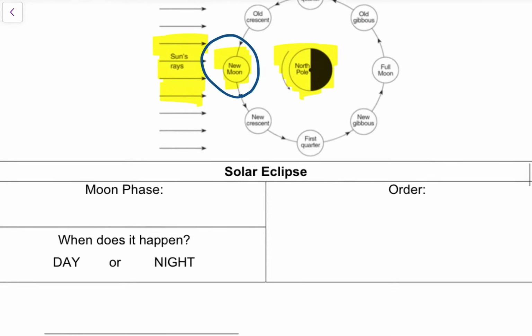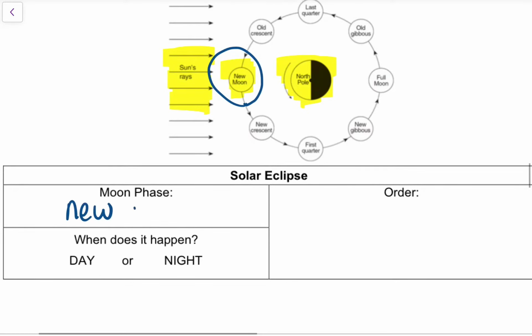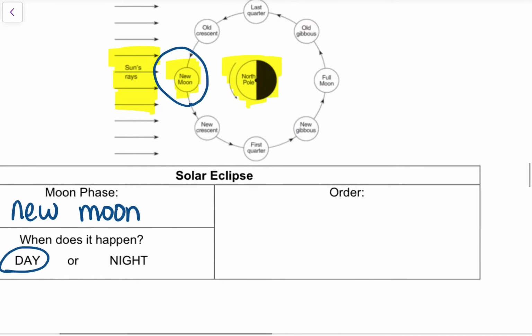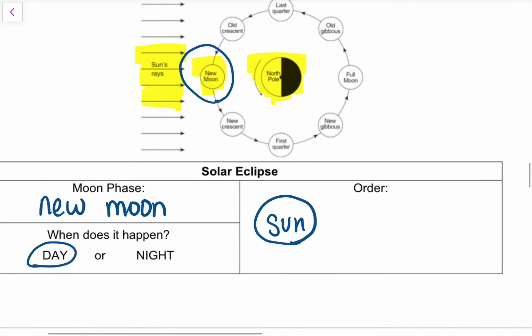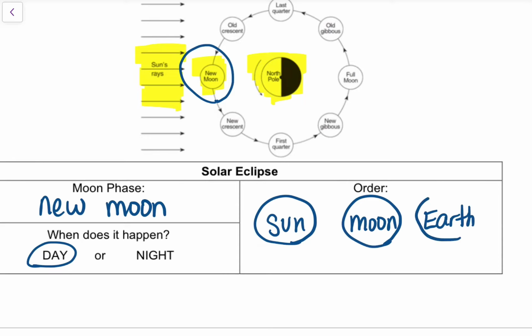To review solar eclipses, let's fill in this chart to summarize. A solar eclipse happens during a new moon phase. It happens during the day. And the order of objects that are involved goes like this. We have the sun, we have the moon, and then we have the earth. So it's very important to know the order of these objects. Again, in a solar eclipse, we have the sun, the moon, and then the earth.